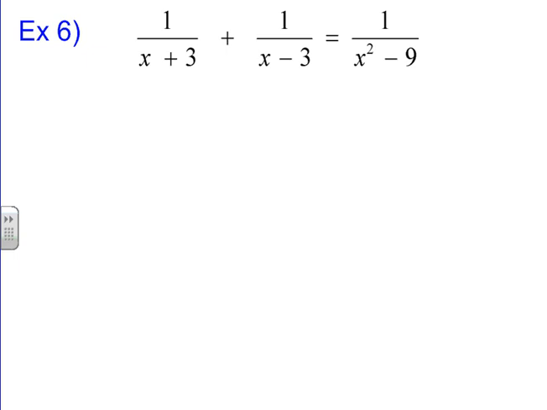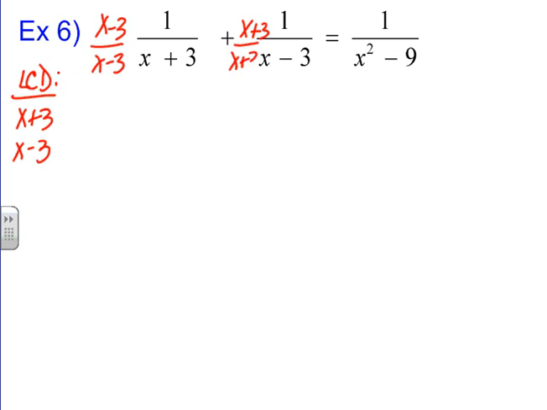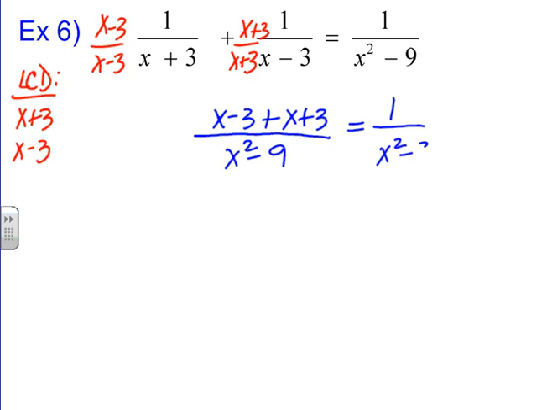Let's take a look here at this problem. And hopefully I'll be able to show you something very interesting. Least common denominator is going to be x plus 3 times x minus 3. So we notice that this one's going to need an x minus 3. And this one's going to need an x plus 3. So x plus 3 times x minus 3 is x squared minus 9. So here we're going to have 1 times x minus 3, which is x minus 3, plus 1 times x plus 3, which is x plus 3, equal to 1 over x squared minus 9.